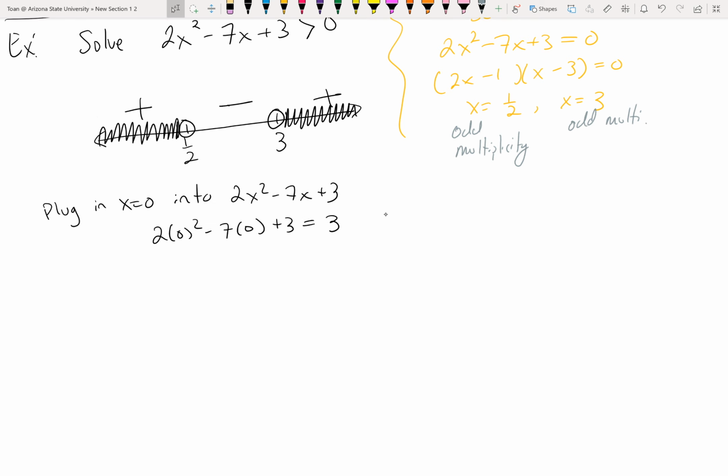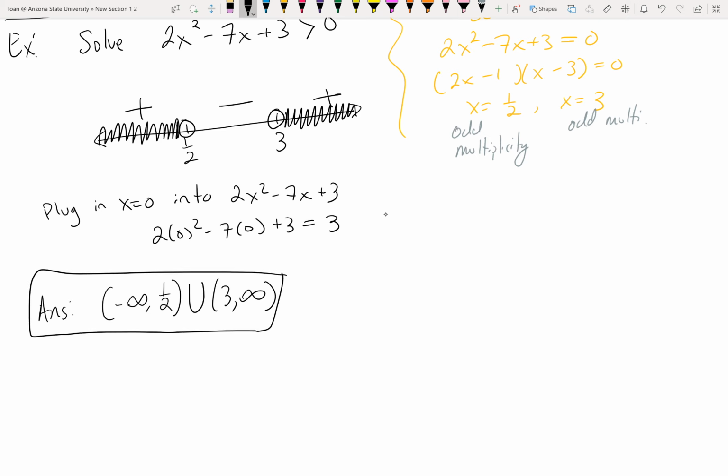So the left region, what's our answer? Our left region starts at negative infinity and goes all the way to 1/2. I do have another region, so I need to connect them with a union. That right region starts at 3, comma, and goes all the way to infinity.